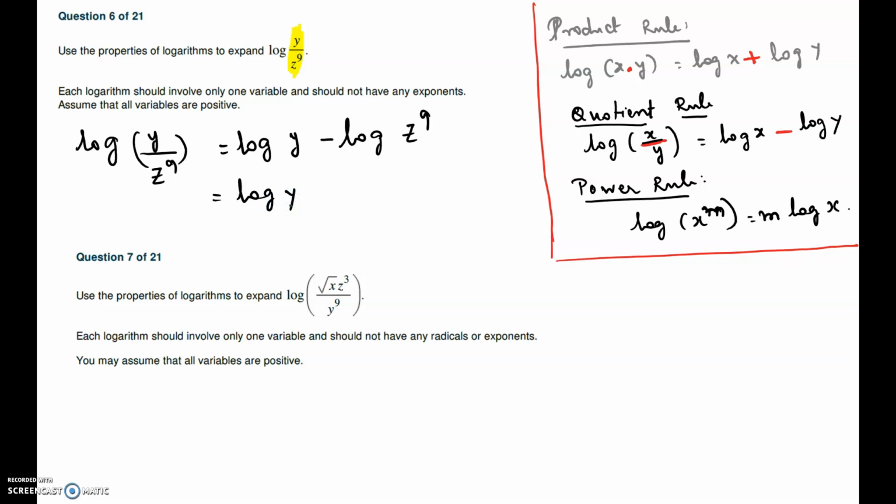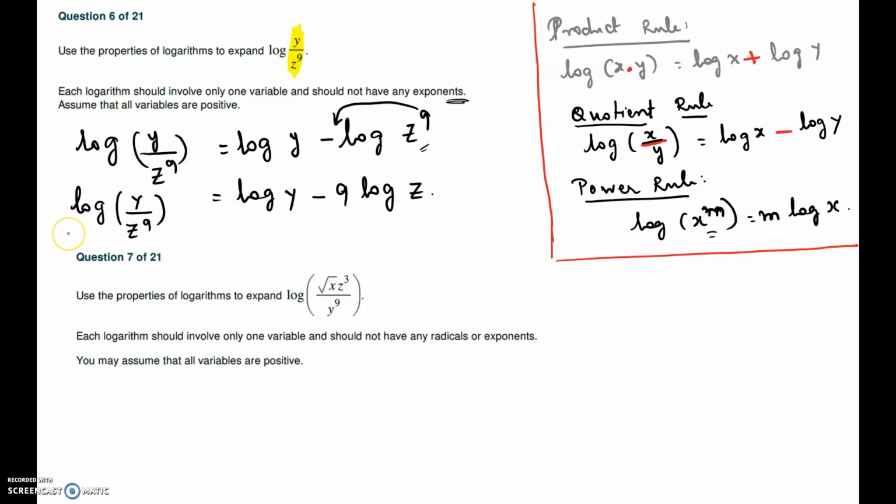And we can go further in this. So we can use the power rule next. Log of anything to the exponent is exponent times log x. So we can move the 9 in front of the log using the power rule. So 9 times log z. So log of y divided by z to the 9 is log y minus 9 log z.